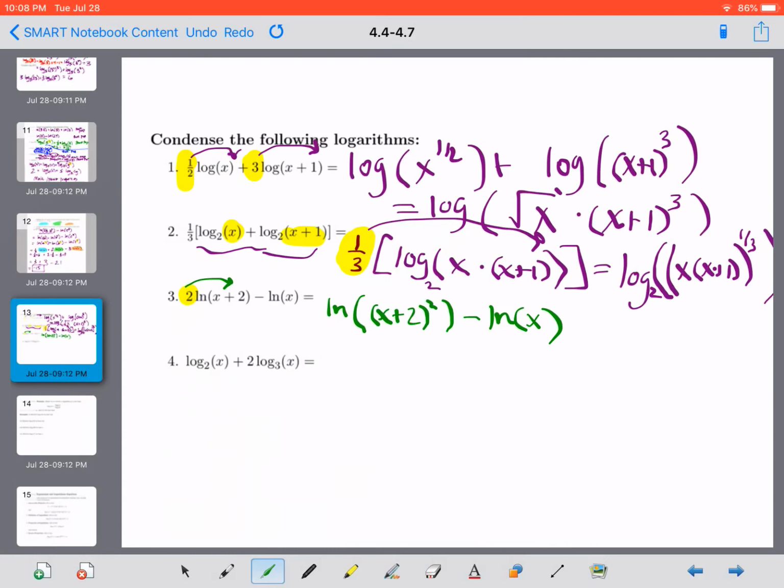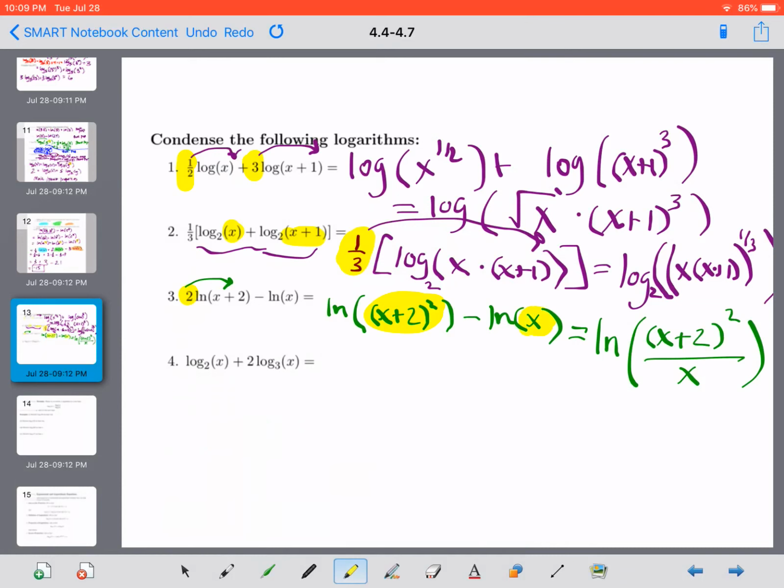Notice that x plus 2 is all being raised to the second power, and all of that is inside a set of parentheses for the natural log function. So the exponent goes inside the log function. And now, because I'm subtracting two logs that have the same base, namely ln of (x plus 2) squared minus ln of x, subtraction on the outside is the same as division on the inside. So I can rewrite this as a single log: ln of (x plus 2) squared over x. Right, (x plus 2) squared came from the first one, and x came from the second one.